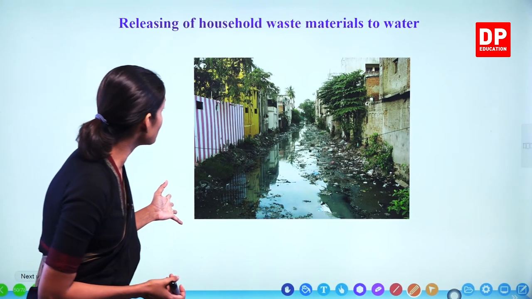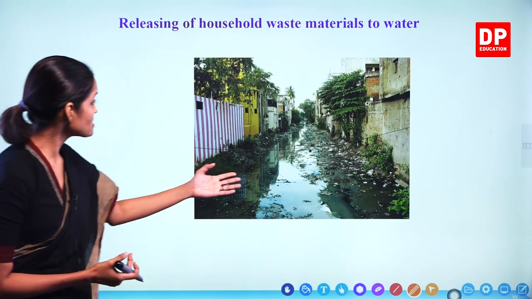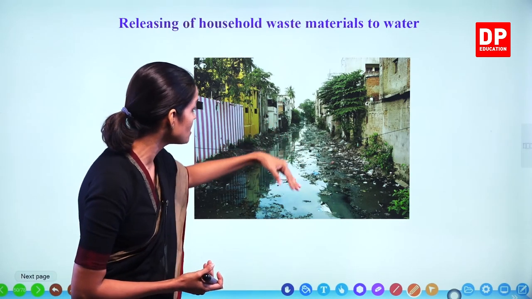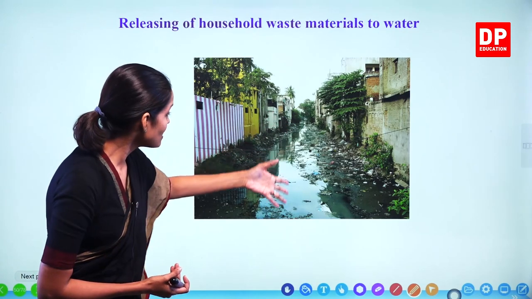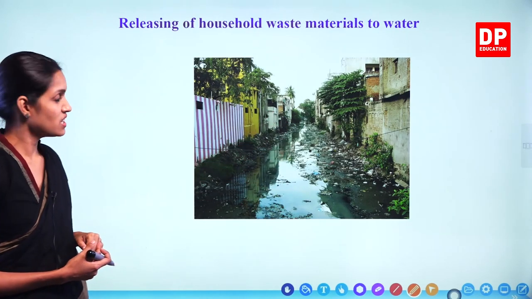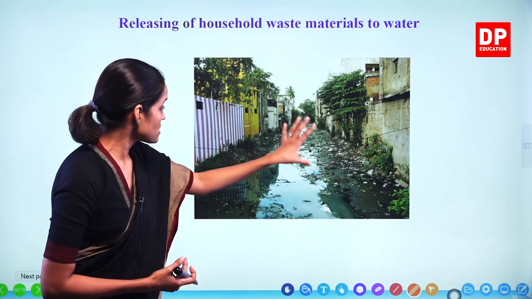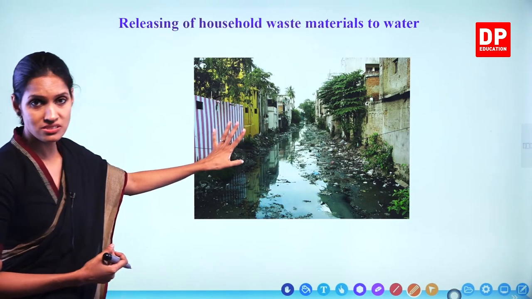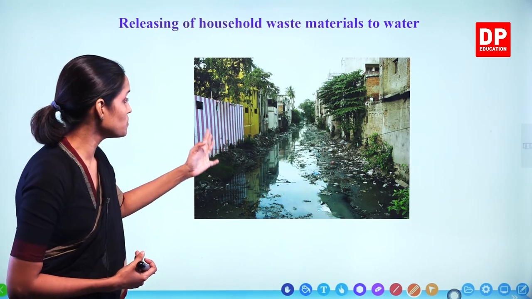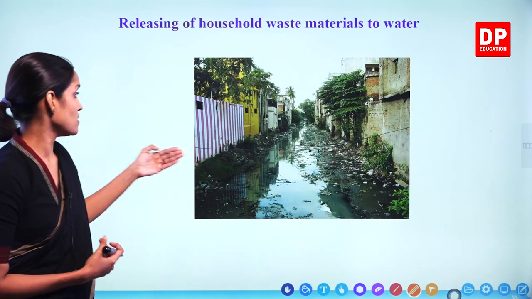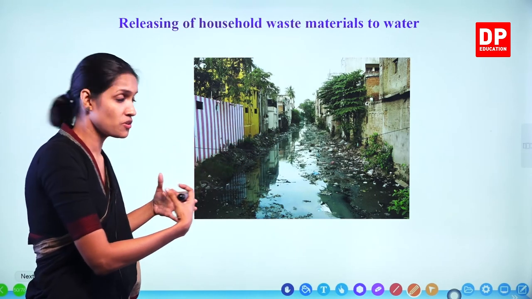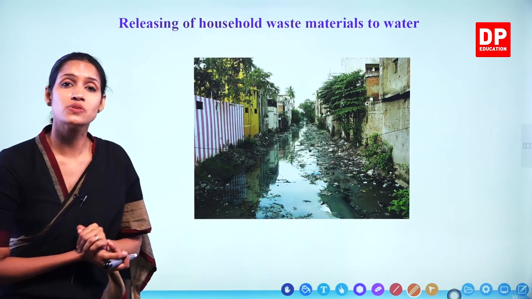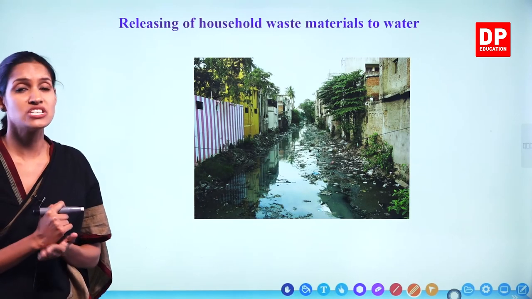So look at this one. Releasing of household waste materials to water. Look at these, children. There are many houses. They have straight away released these waste materials to water. Now this is a water body, but you can see that water doesn't flow anymore, right? That is because of the presence of so many substances in this water. The drainage systems are also blocked, okay? So this is not a very beautiful scene. So what happens when a lot of people release these household waste products to these water bodies? It will directly harm the aquatic life.